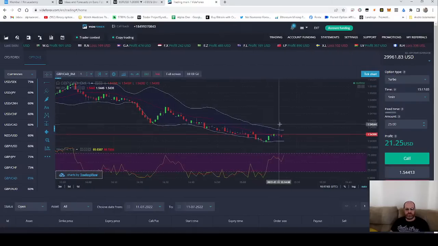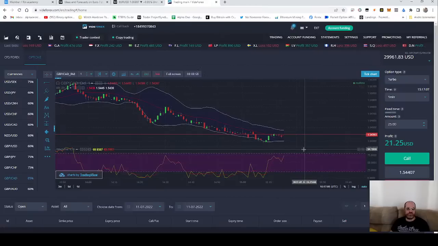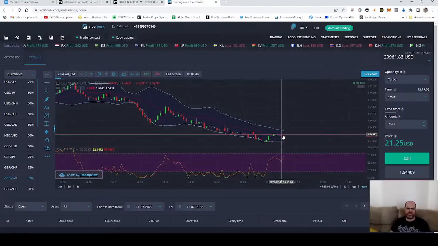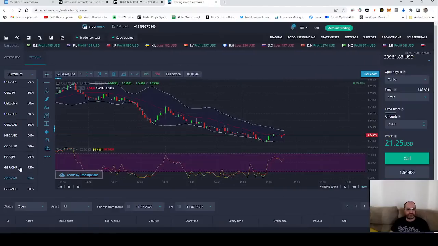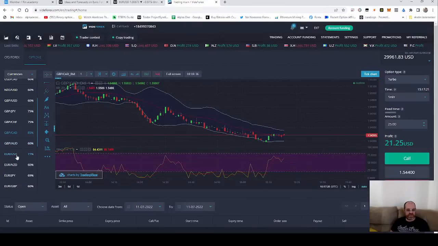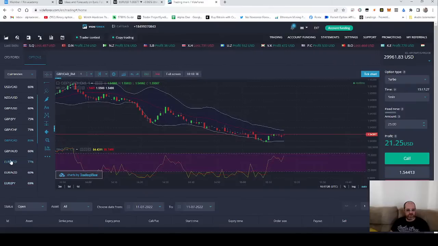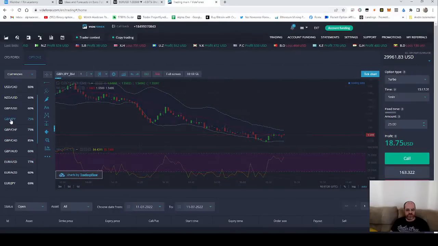Let's see. Right here I don't see anything because we are in the middle of the Bollinger Band. We need to be either in the upside or in the bottom. So here we're not close to anything. So let's see if we can open another one. I prefer the ones that pay a little more. Let's see this one.